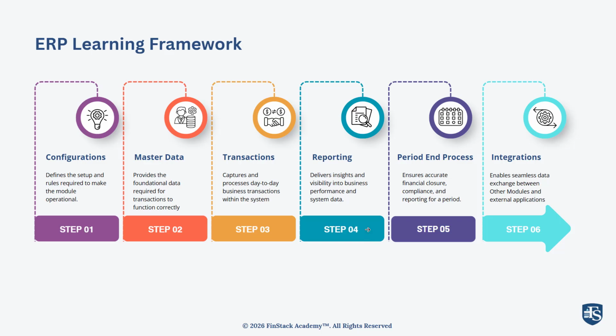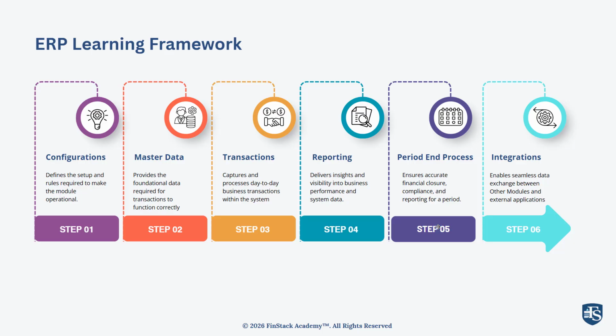Step 4. Reporting. Once transactions are completed, the next question comes, how do we analyze the data? That's where reporting comes in. Every ERP system provides various reports that help businesses make informed decisions. Examples include financial statements, standard reports, dashboards, BI Publisher reports, KPI dashboards, etc. Remember, an ERP system is valuable not because it stores data, it's valuable because it transforms data into meaningful business information.